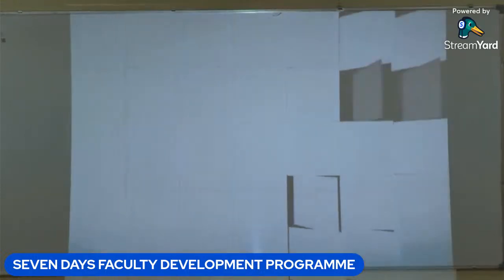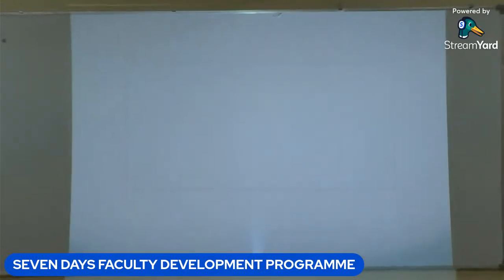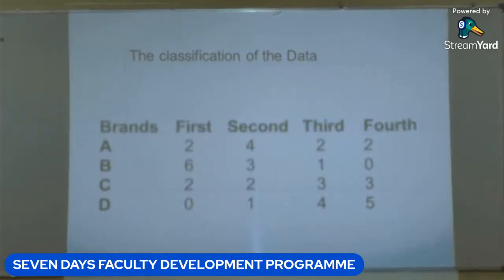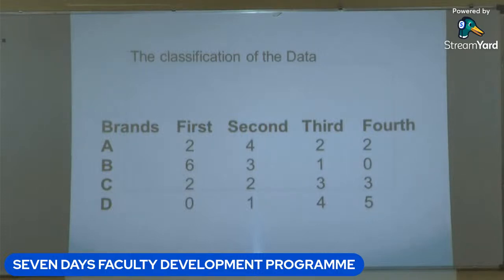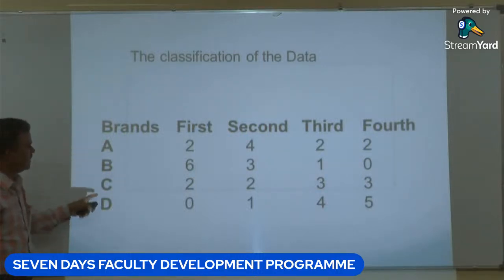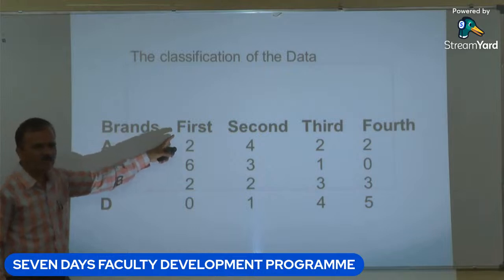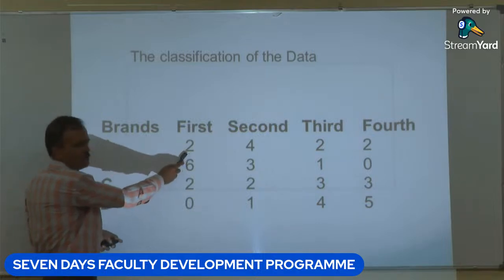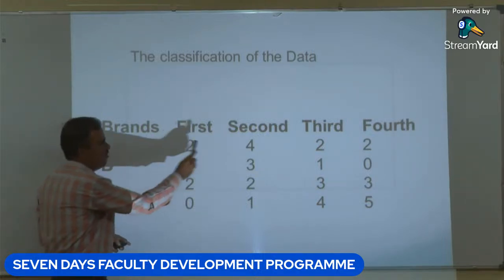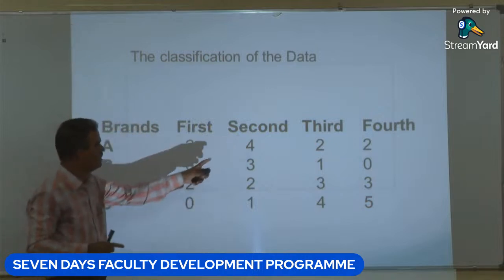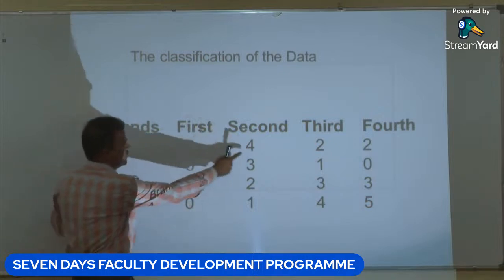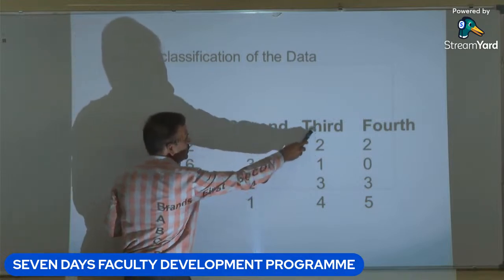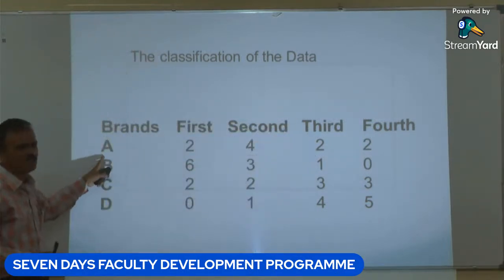So this is assigning the scales and ranking. Since there are only 4 brands, you have 1 to 4. If you have 6, 1 to 6, like that. Then the classification of the data is like this. For example, brand A, B and C. If you take the first one, only 2 persons preferred A first. 4 persons gave A brand the second rank. Only 2 consumers gave third rank to the A brand, like this.